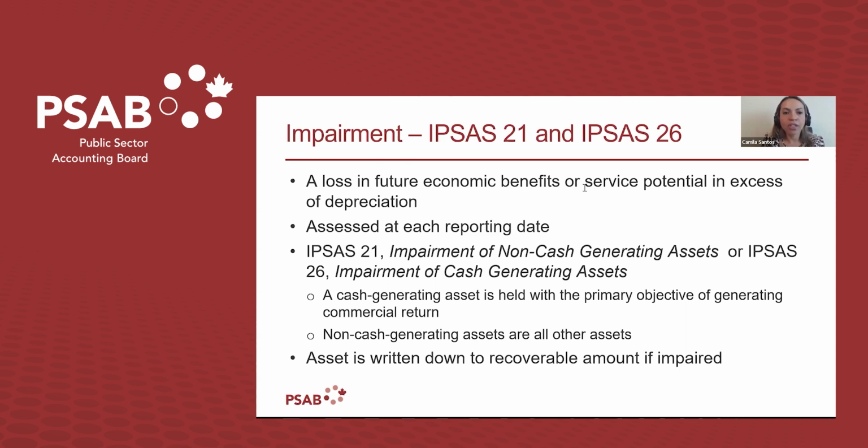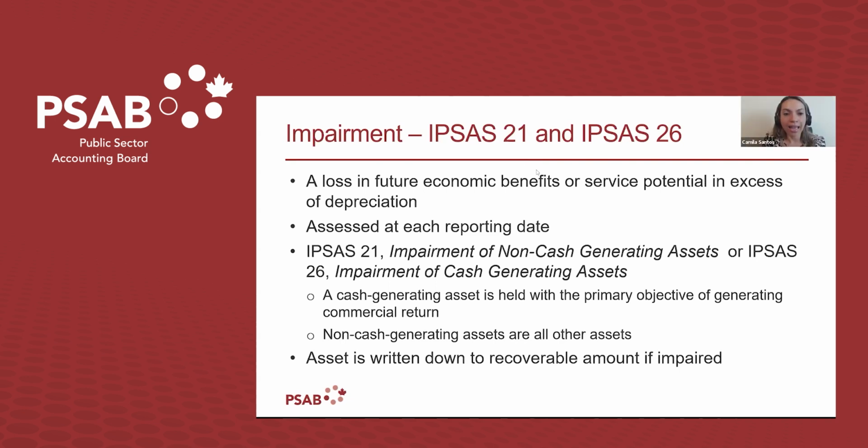Although the definition of impairment is the same for both non-cash generating assets and cash generating assets, the requirements for assessing whether an asset is impaired, the measurement of impairment and its recognition are different depending on its nature. Thank you, Camilla, for the recap on the impairment concept. To make sure we're all on the same page, could you clarify the differences between cash and non-cash generating assets?